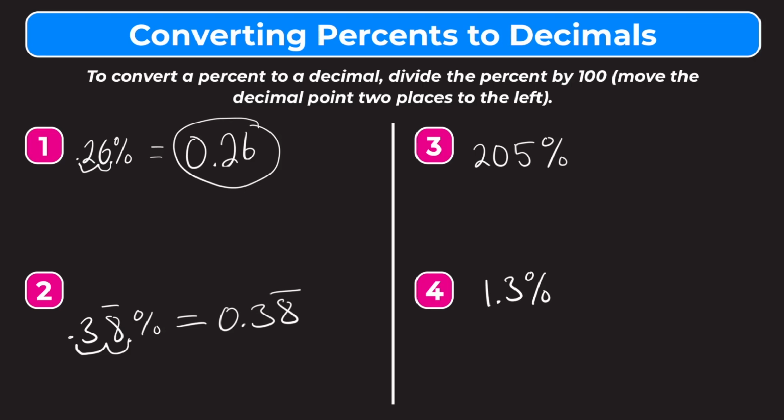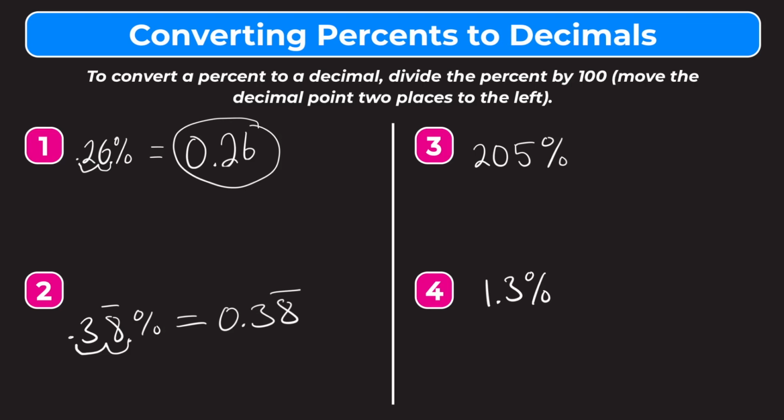Let's take a look at number 3. We have 205%. So if you notice, this percent is over 100. It's actually over 200 even. And that's okay. You're allowed to have percentages that are over 100. That just means that when you convert this to a decimal, your decimal is going to be greater than 1, or in this case 2, because this is over 200.